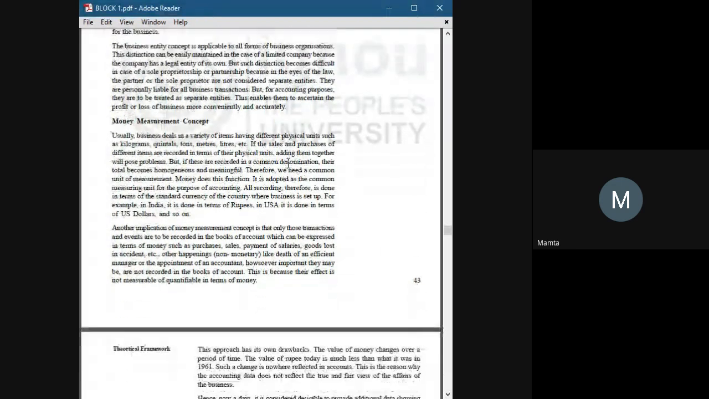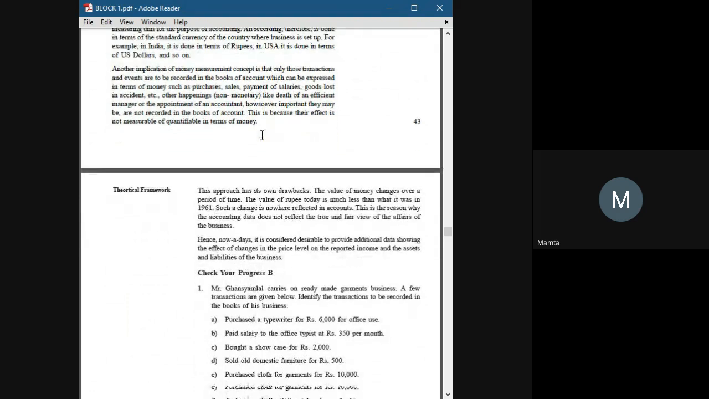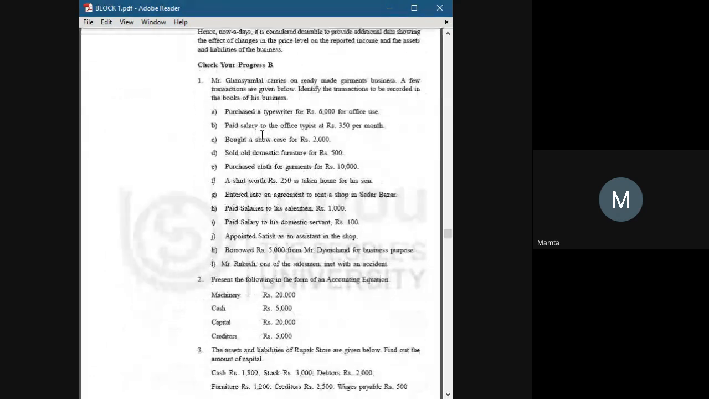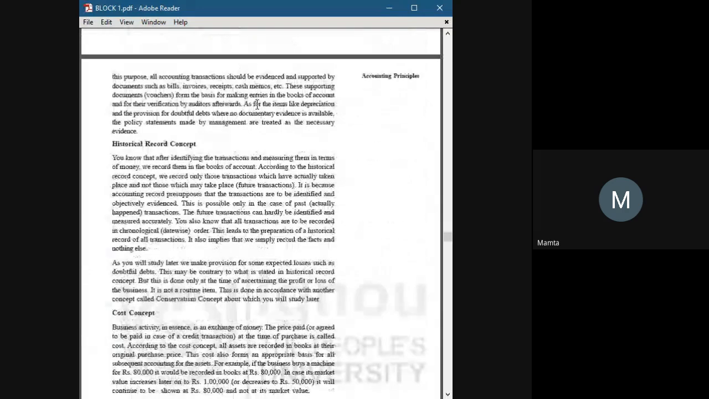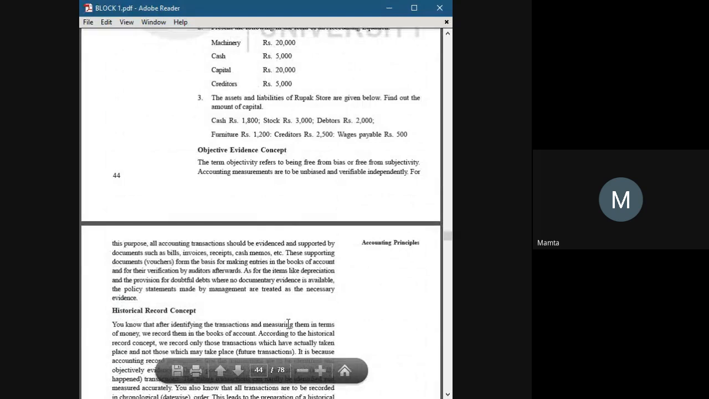Money measurement concept. Only monetary events are recorded. Nothing other than monetary value events are recorded in these accounts, or final accounts, or in the financial statement. Objective evidence concept.